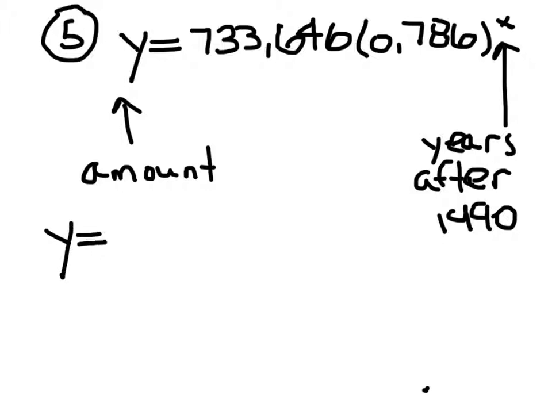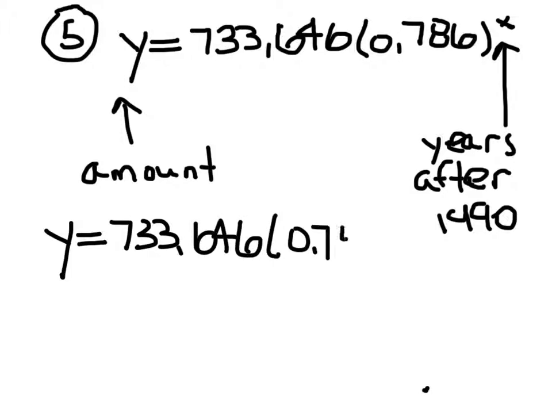Well, y is equal to 733.646 times 0.786 to the power of, but we do not put 2002 in for x because x is defined as the years after 1990. To figure out how to do this, let's imagine if the year is 1991. How many years after 1990 would that be? It would be 1 year, or 1991 minus 1990.